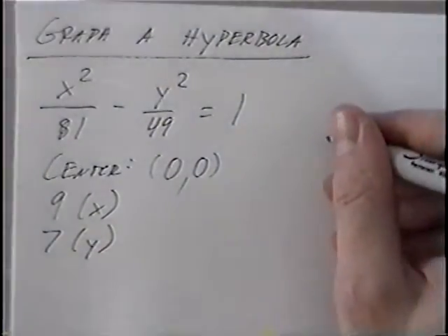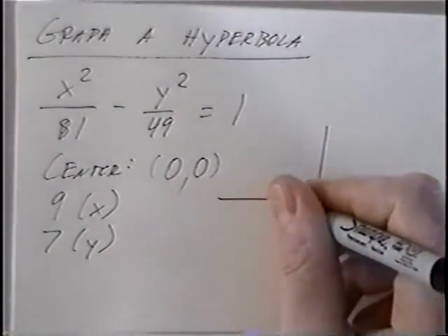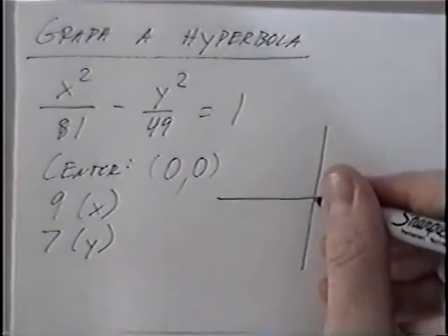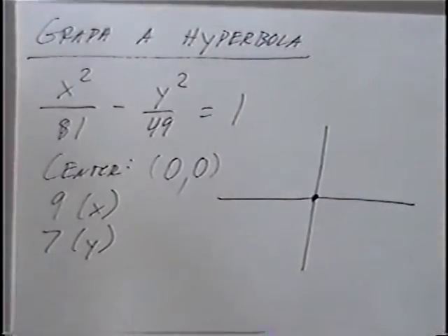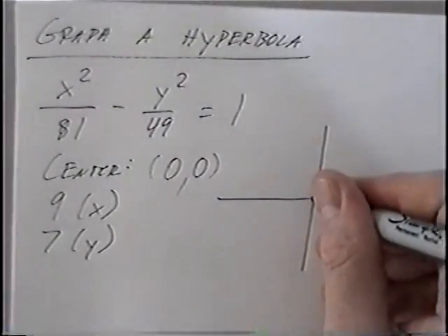From here we can graph. The center would be in the middle. 9 units in the x direction from the center.